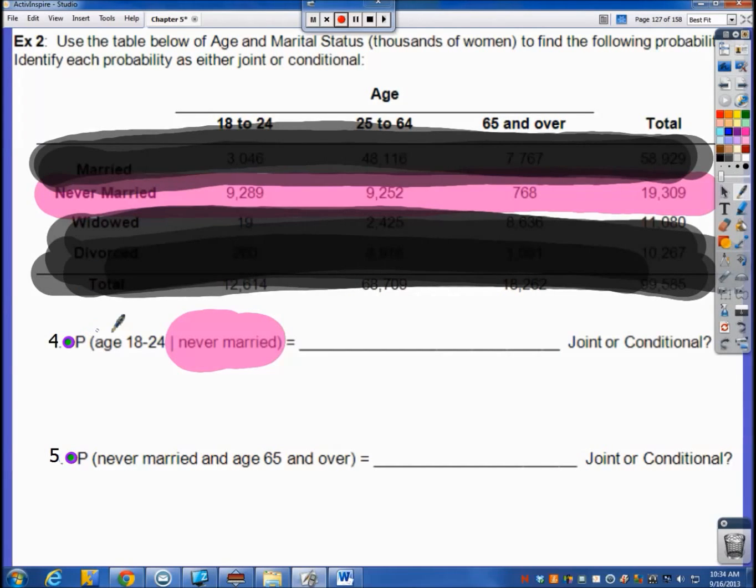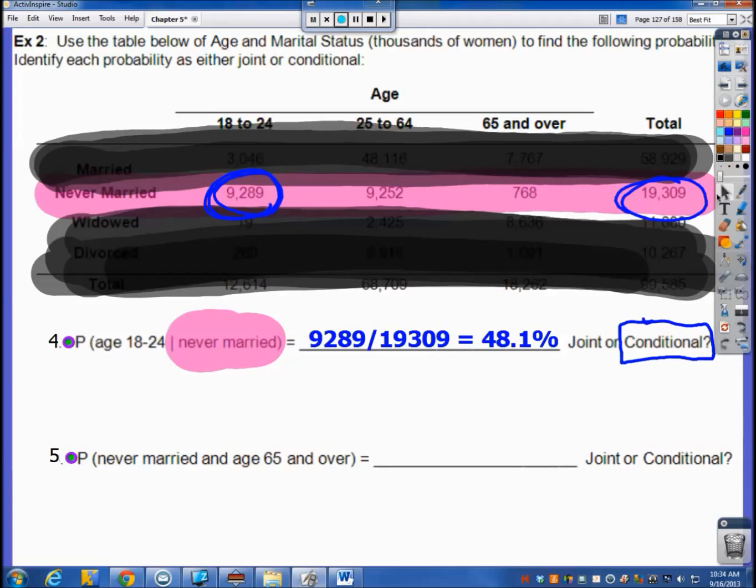So now, what's the probability that we get an 18 to 24-year-old? Well, that's these 9,289 people out of, altogether, in that age group, 19,309, which is about 48.1%. So that is a conditional probability there.